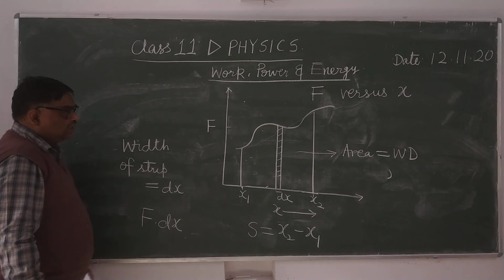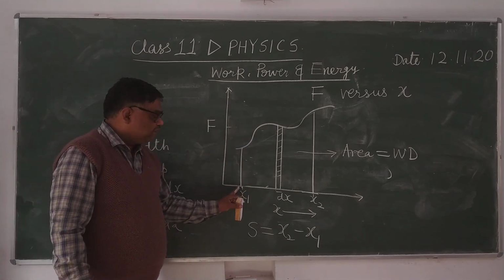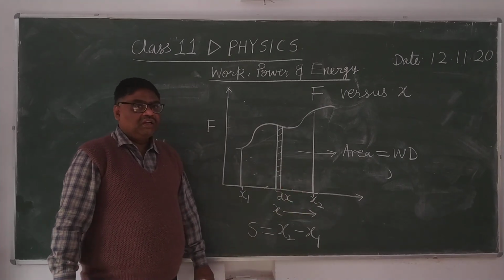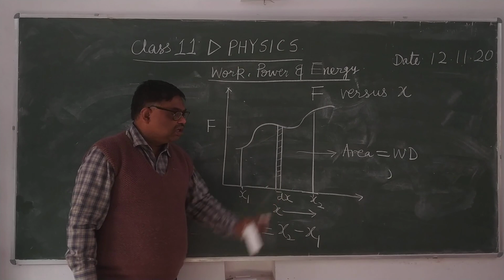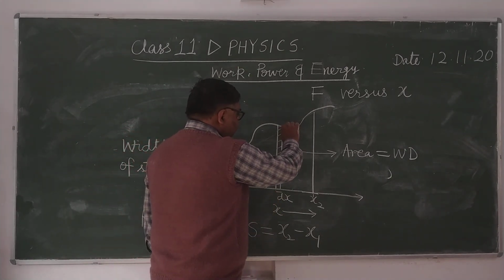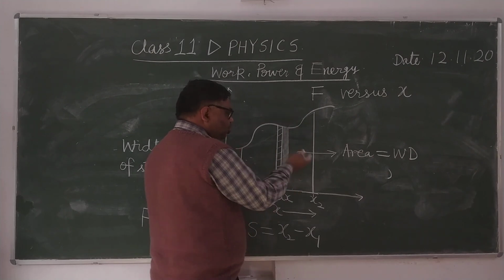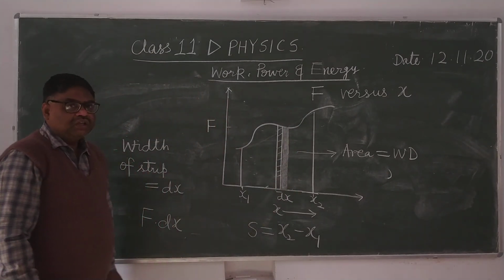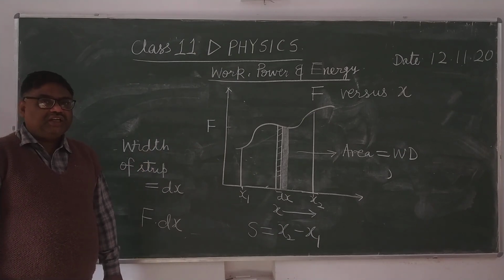We will add areas of all such strips lying from here to here. This is another strip. Then there will be the third strip. So in this way we can calculate. So this area we can calculate by using integration.